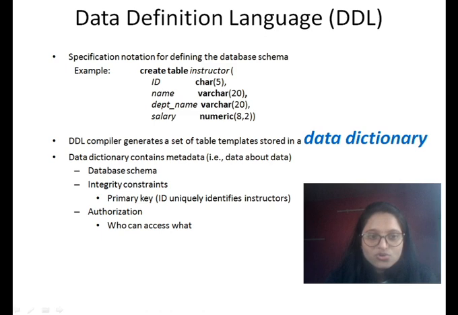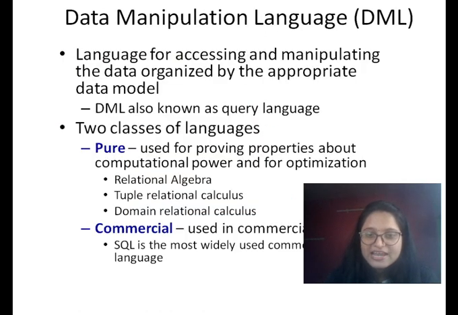Okay, so the DDL compiler generates a set of table templates stored in a data dictionary. The data dictionary contains metadata. Metadata means data about data, meaning your physical schema. So the database schema, all the integrity constraints, authorization, who can see your database, and all the relationships between the tables are known as the physical schema, and this physical schema is stored in your data dictionary. Done?